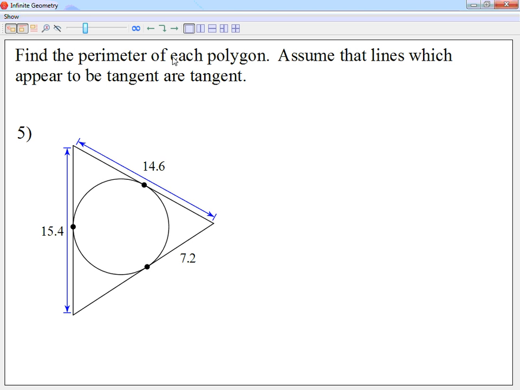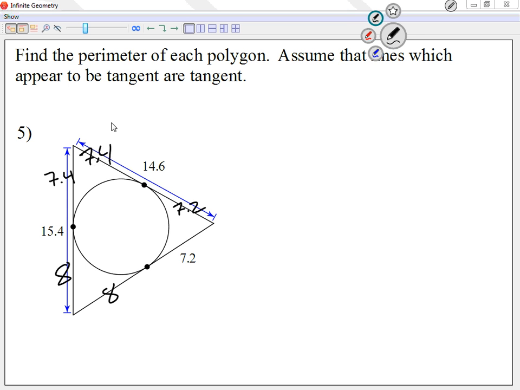Any questions on the first 4? All right. Then we move into still talking about tangent segments. I notice that this is 7.2, so this right here must be 7.2 as well. Looking at the whole side, it is 14.6. Part of it is 7.2, so the remainder is 7.4, right? I subtracted my two values. Since this is 7.4, this other side right here is 7.4 as well. Then I look at the whole thing. It's 15.4. Part of it is 7.4, so the remaining is 8. So this little side right here should also be 8.